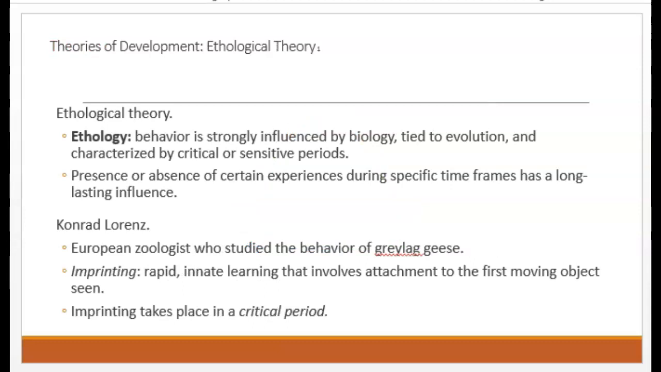Another group of theories are ethological theories. These propose that behavior is strongly influenced by biology, tied to evolution, and characterized by critical or sensitive periods. The presence or absence of certain experiences during specific time frames has a long-lasting influence. When geese are born, for example, they attach onto the first moving object they see. This imprinting takes place during a critical period. A critical period is a time period in which something must take place in order for a certain developmental outcome to occur.